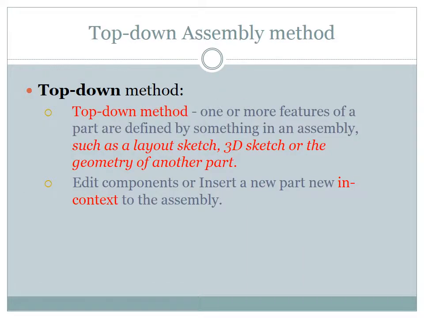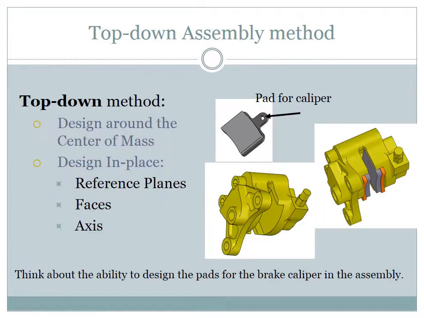With the top-down method, 1 or more features of a part are defined by something in an assembly, such as a layout sketch, 3D sketch, or other geometry from another part. Edit components or insert a new part in context to the assembly. The top-down method is typically used when redesigning or retrofitting a part when you're starting with an assembly that the part must fit into. With the top-down, you might design around the center of mass, or design in place and use reference planes, faces, axes. Think about the ability to design the pads for the brake caliper in the assembly shown.